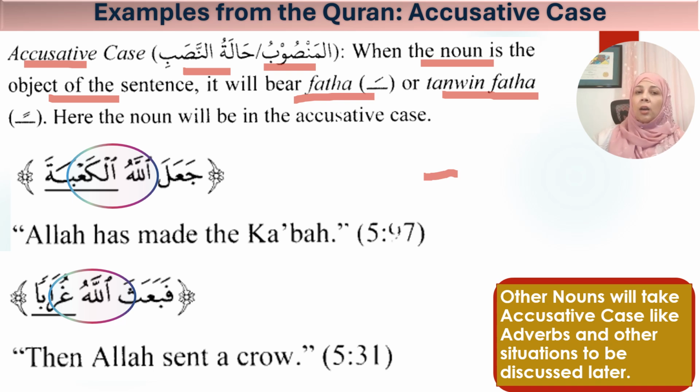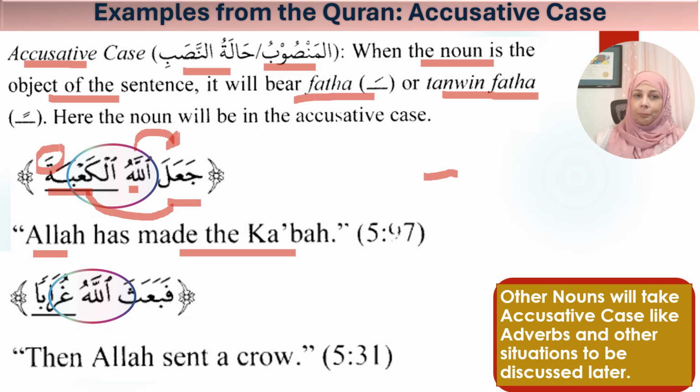So ja'alallahu al-ka'bata. So here it means Allah has made the Kaaba. So ja'ala is the verb. Allah is the subject of this verb. Allah is the fa'il and it is marfu'un with a damma at the end. And so Allah has made what? Allah has made the Kaaba. So which is the object of this verb ja'ala. And we know that the object shows its function with a fatha at the end right here. And we say it is mansubun.